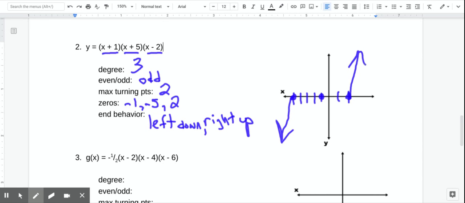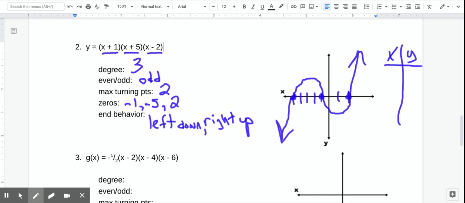And then we just have 2 turning points left. At most we can have 2 turning points. So it looks like it's going to come up and turn and hit that point and then go down and turn and hit that. And we can double check that by plugging in points into this.